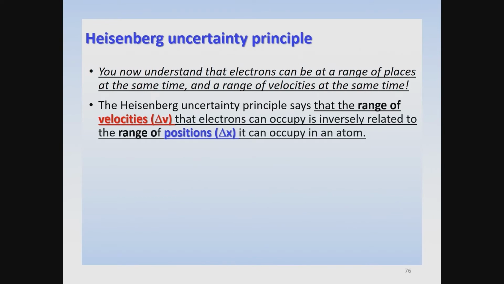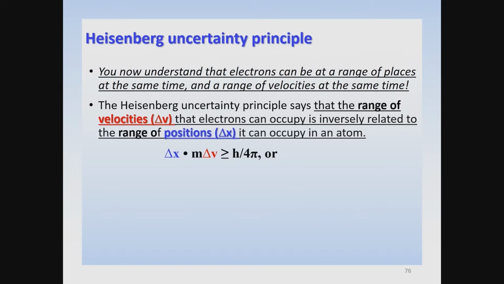So what the Heisenberg uncertainty principle says is that the range of velocities, which is symbolized by delta v, that electrons can occupy is inversely related to the range of positions, which is delta x, it can occupy in an atom. So we have an equation there, which is the Heisenberg uncertainty principle. And what you can see is that delta x, the range of positions, multiplied by the mass of whatever you're considering, usually an electron, times the range of velocities must be greater than or equal to that constant there. That's h, which is Planck's constant, divided by 4 times pi.